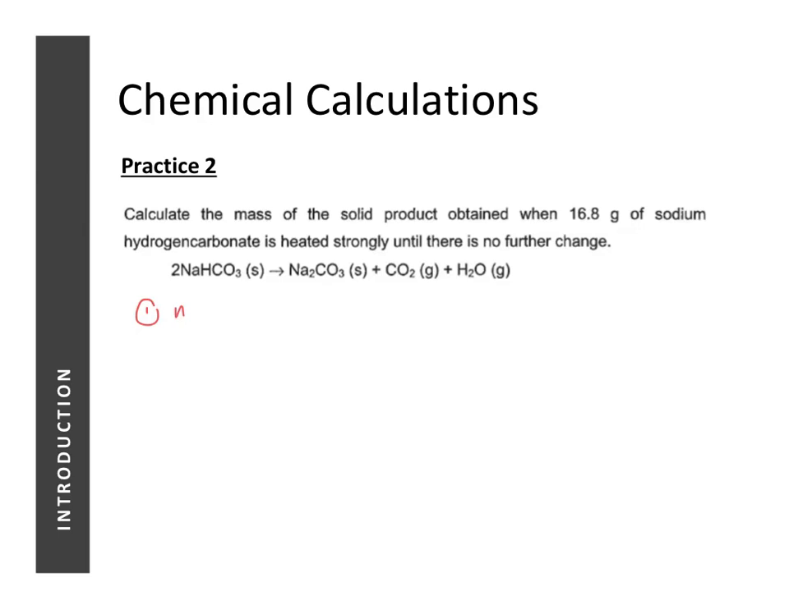What is given in the question? We are given the mass of sodium hydrogen carbonate. So how do we find the number of moles of sodium hydrogen carbonate? Again, by taking mass divided by molar mass. So we take 16.8 divided by the molar mass of sodium hydrogen carbonate, which is 23 plus 1 plus 12 plus 16 times 3. That will give us a value of 0.2 moles. So step 1, convert to moles.